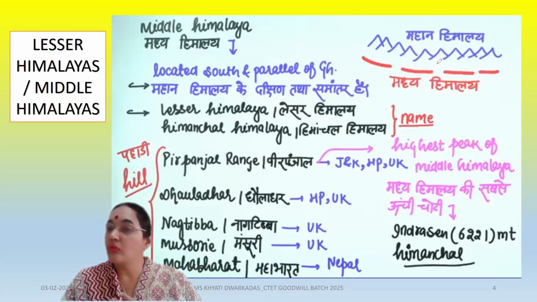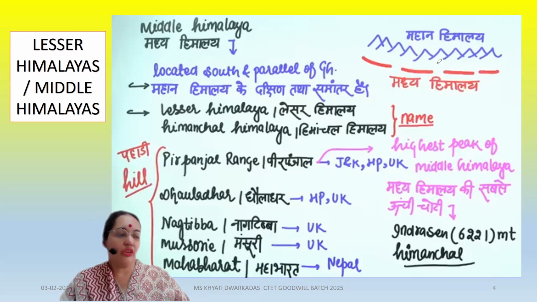Nag Tibba is only in Uttarakhand. Mussoorie is also in Uttarakhand. And the Mahabharat range is now in Nepal. Right? So I give you a moment to finish noting down your important points and then we proceed.